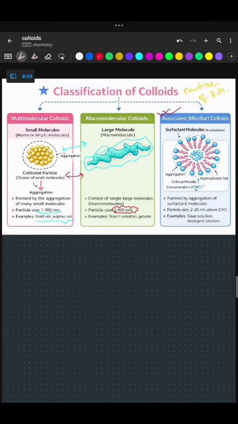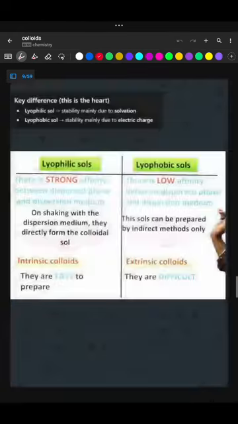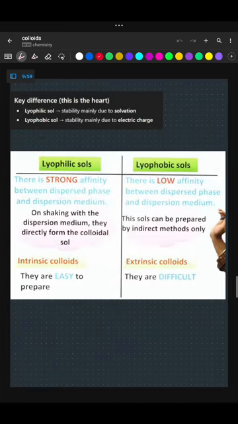It is basically formed by surfactant molecules, which creates a micelle. In this chapter, you will get details on how a micelle is created. And the example is again soap and detergent, which we basically use during washing of our clothes. So the key difference between lyophilic solution and lyophobic solution is given here.